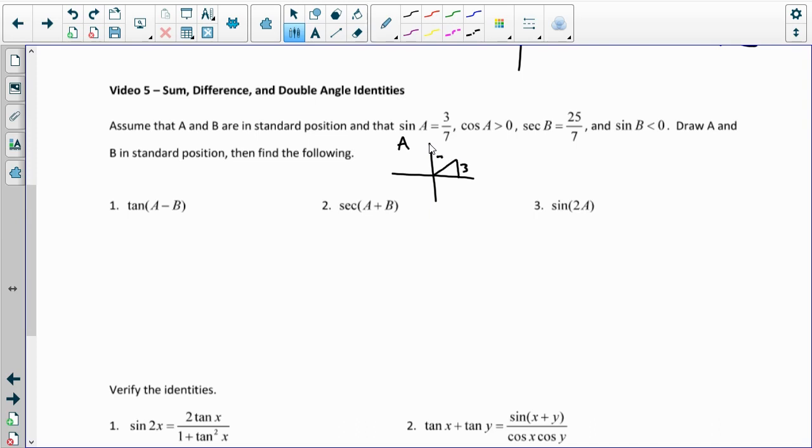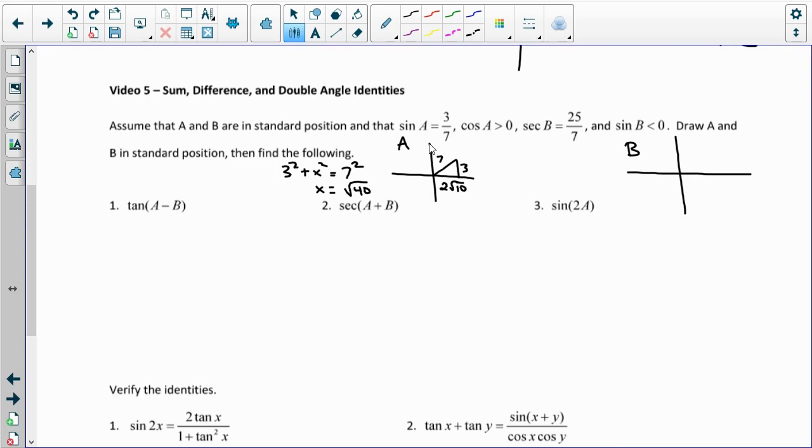So 3 and 7. Then in order to find the x distance here, I'm going to use the Pythagorean theorem. So it's 3 squared plus x squared equals 7 squared. So that's 49 minus 9. So x equals the square root of 40, which I can reduce to be 2 times the square root of 10. So that's A.